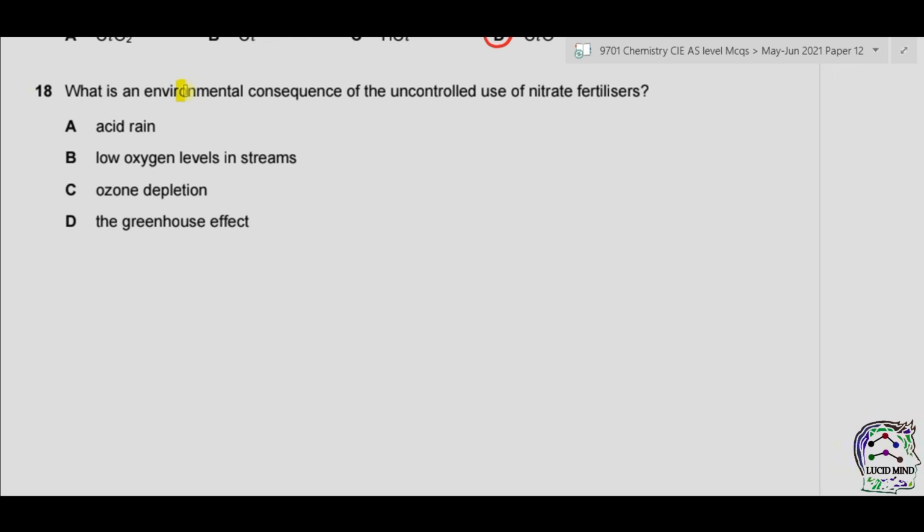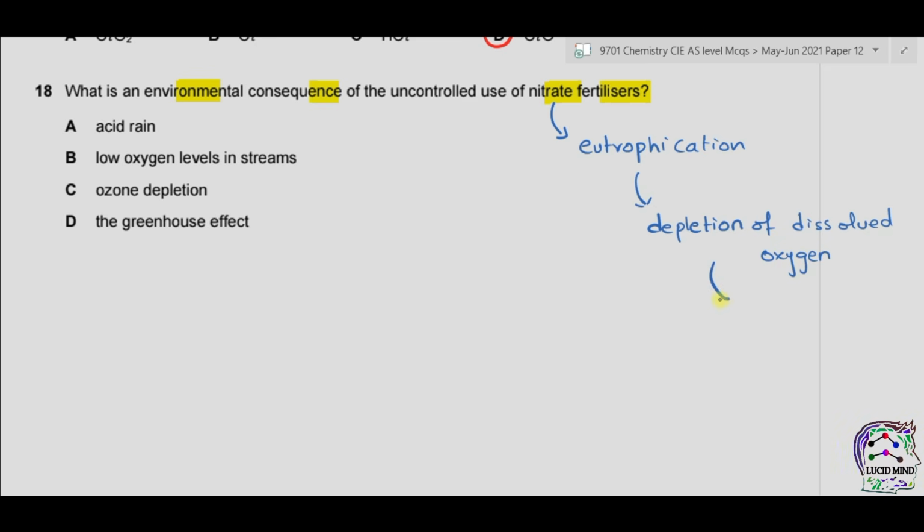Question 18. What is the environmental consequence of the uncontrolled use of nitrate fertilizers? Now due to the presence of excess nitrates, we have a process called eutrophication, which causes depletion of oxygen, or you can say dissolved oxygen. And it therefore kills living organisms such as fish.